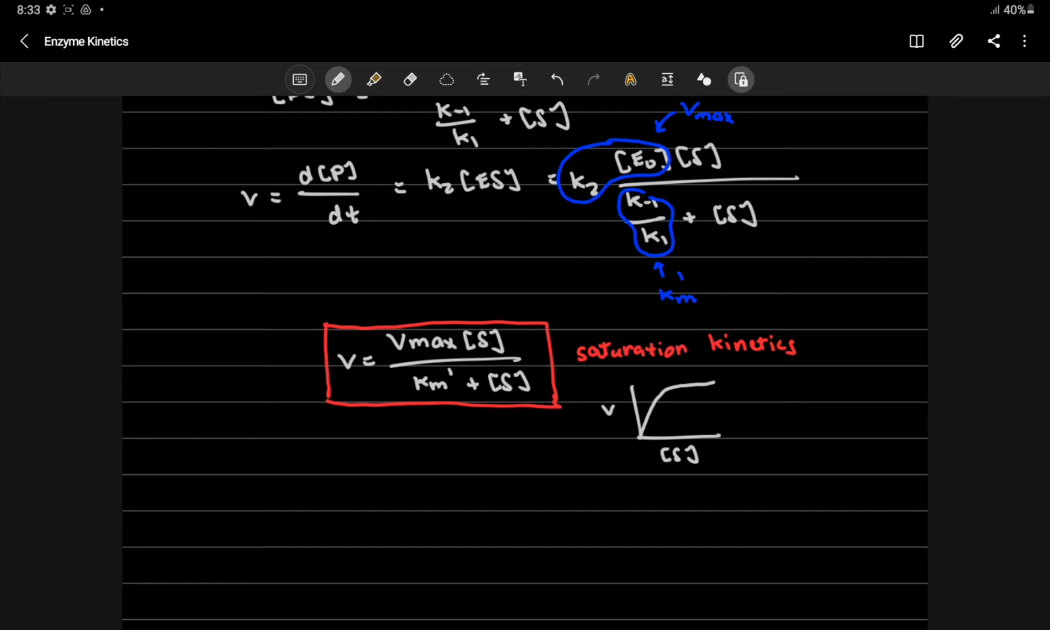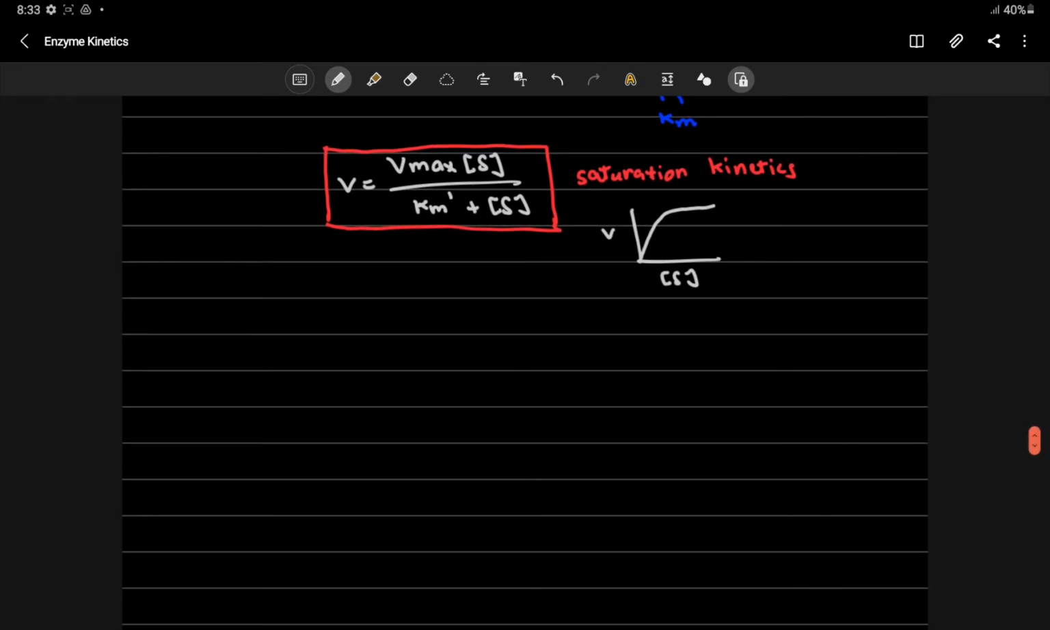Okay. Number 2, what if ang assumption natin ay yung tinatawag nating quasi-steady state?